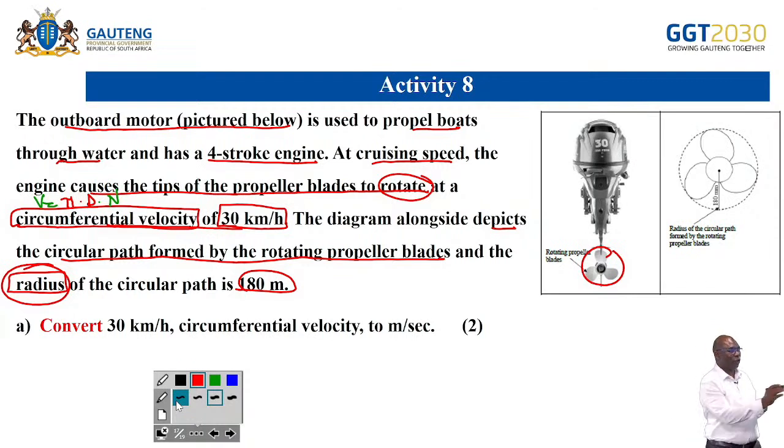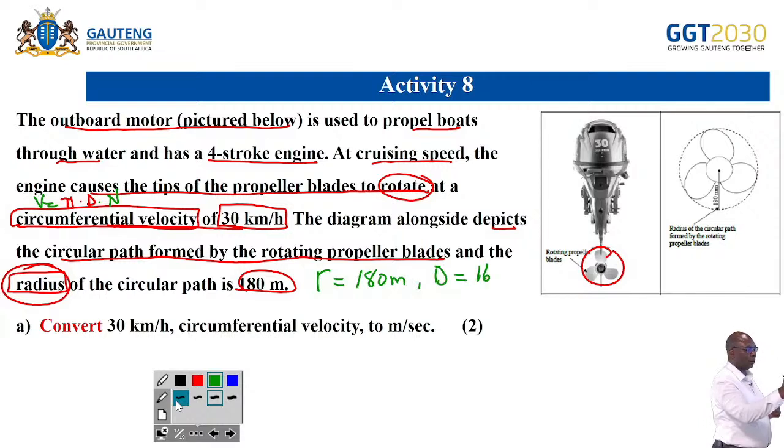I need a diameter, so I can just come here and say, okay, the radius is 180 meters, but I need a diameter, so my diameter is going to be 360 meters. So that's my diameter. So remember, the diameter will be 2 times the radius.